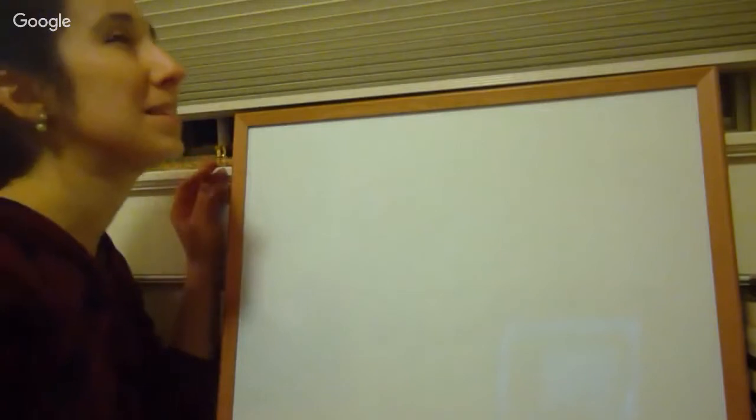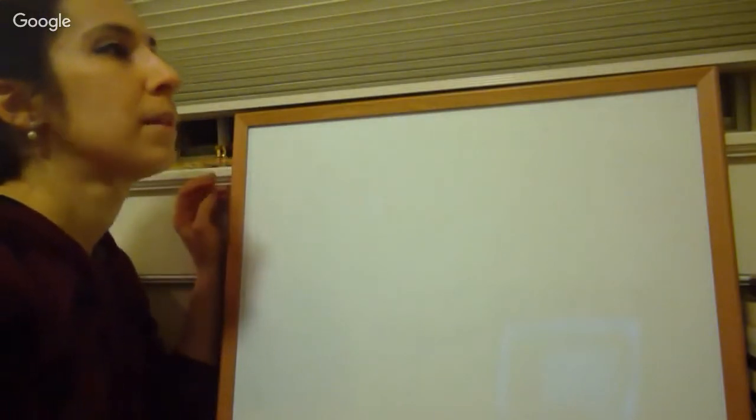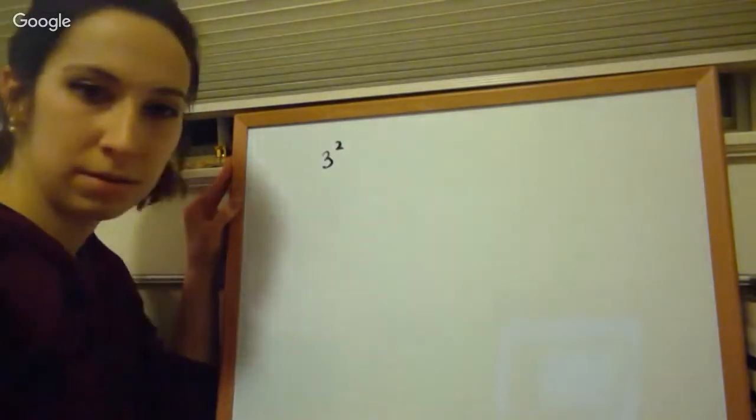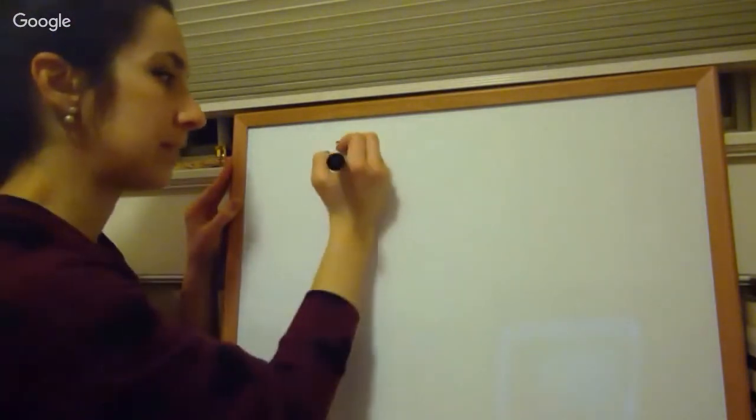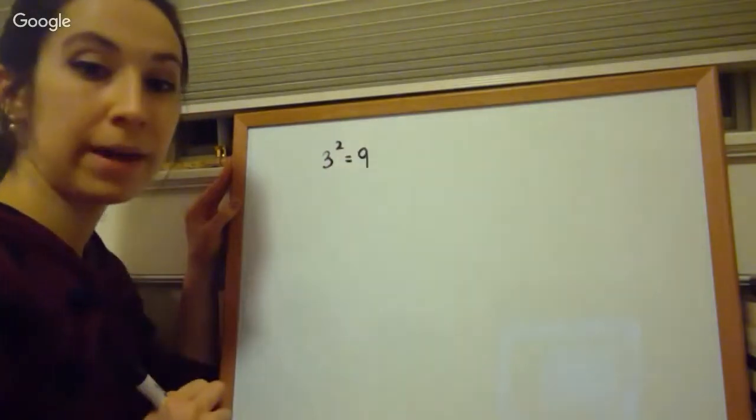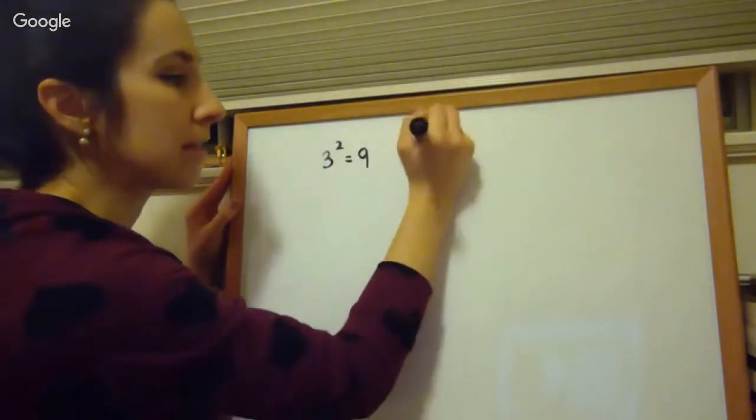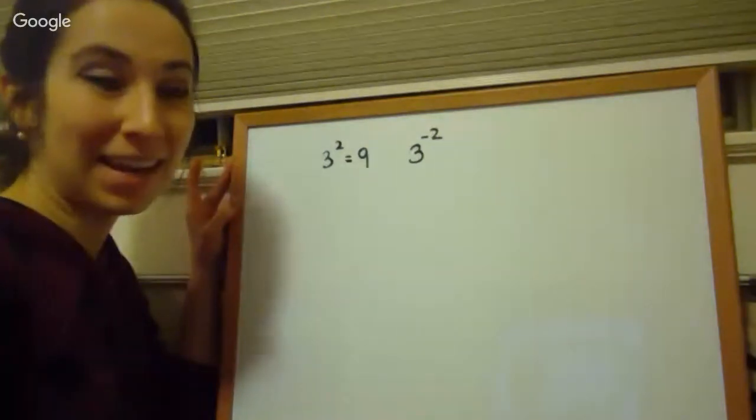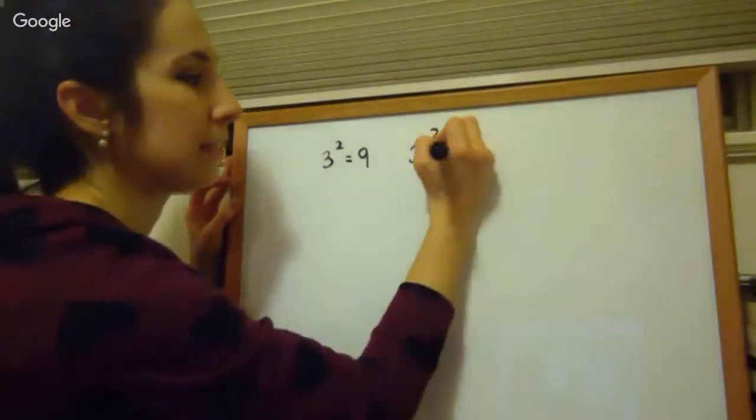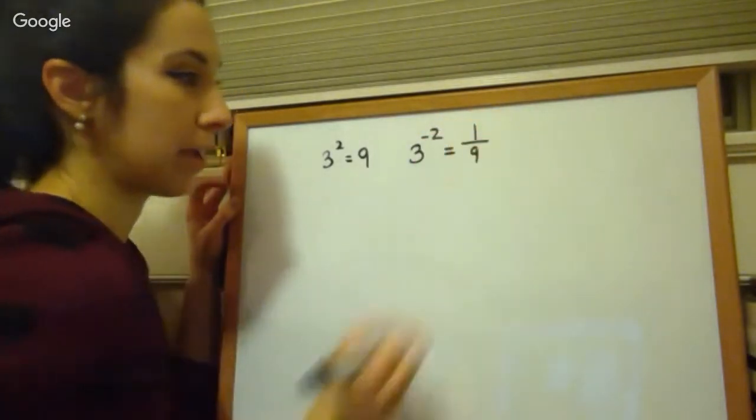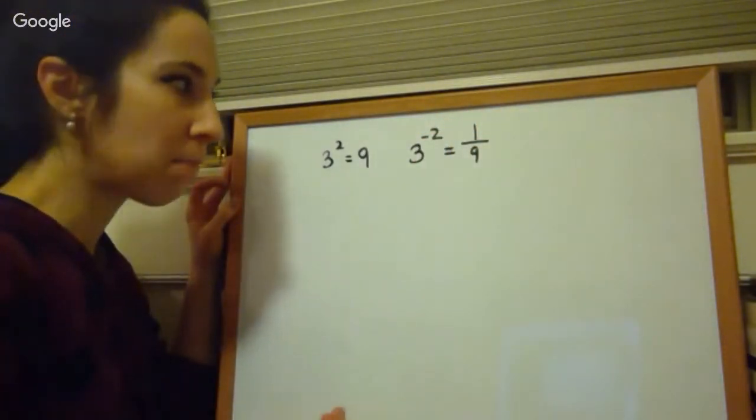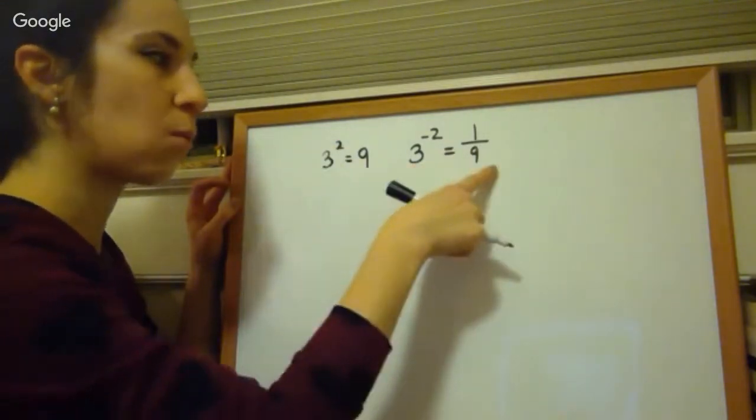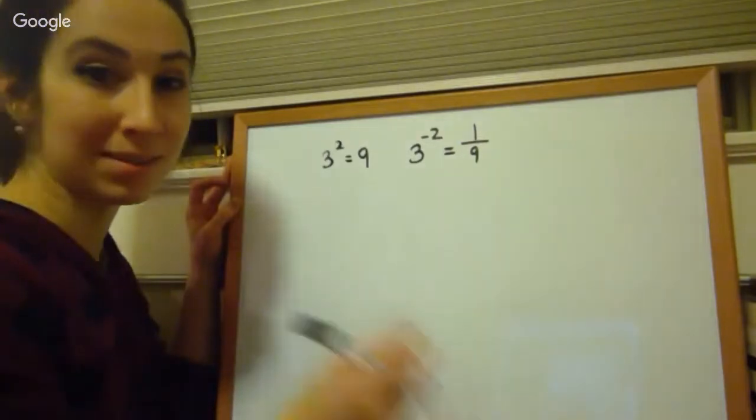Let me see if I can clarify some of this. 3 squared we know is equal to 9. 3 to the -2nd power is not -9, and I keep saying this. It's equal to 1 over 9. So you see how that got smaller. It's not like your typical 9 from a 3 squared. It's 1 over 9. It's a fraction. It's not negative at all.